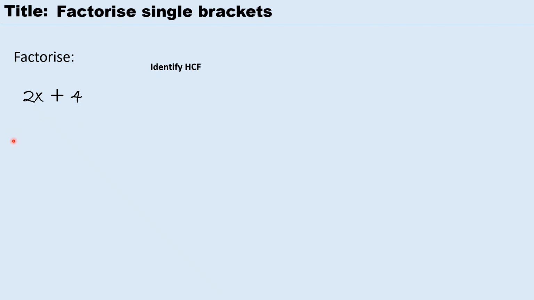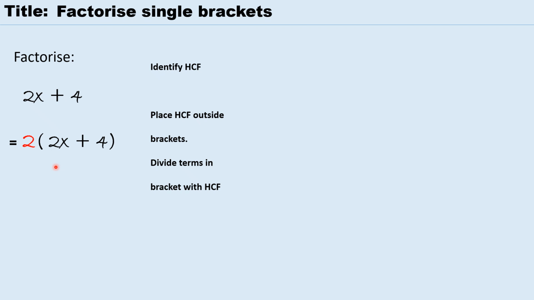Place 2 outside of the bracket and then write your initial expression inside of the bracket. Then, finally, we divide the expressions inside of the bracket with our highest common factor. Therefore, we'll have 2x divided by 2 and 4 divided by 2.